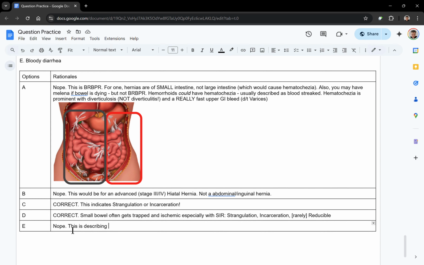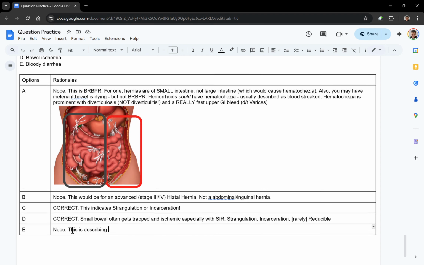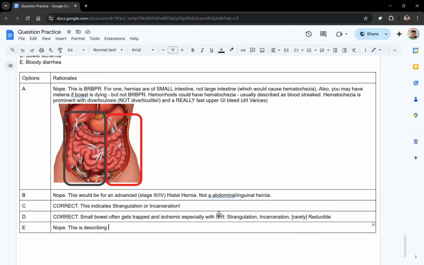What do you think? Who has bloody diarrhea? So I'm thinking we have to do inflammatory bowel disease next, right? Because this is describing IBD, right?